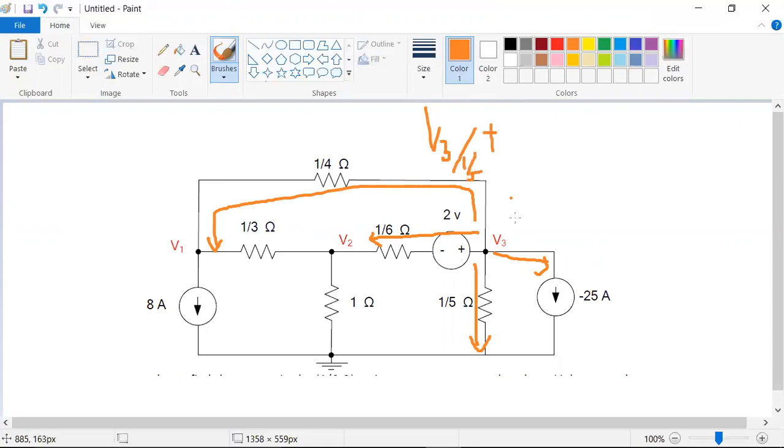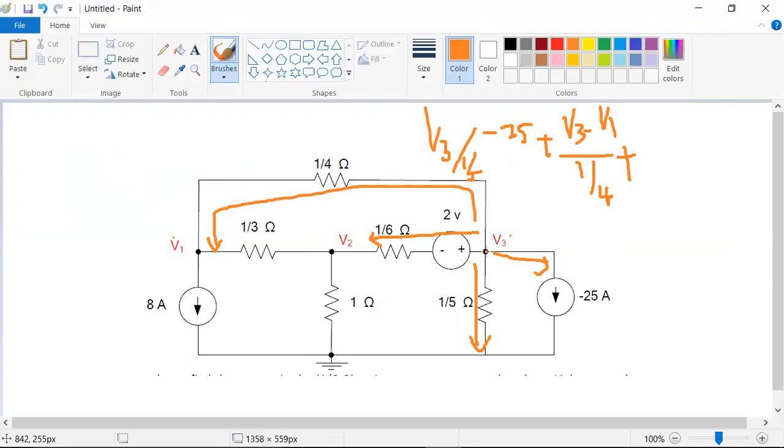Then what about this? This is also very clear, because you need the same direction, even though that is showing minus 25. Then you can write minus 25 directly. Then this 2 is done. Then what about V3 minus V1? Because this is V3, this is V1, by 1 by 4, plus V3 minus V1 by 1 by 4. Then the final current comes to the picture. This current is flowing from V3 to V2.